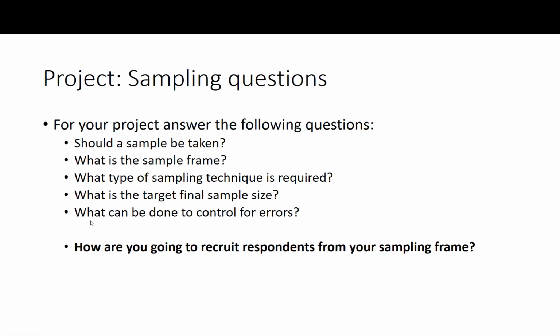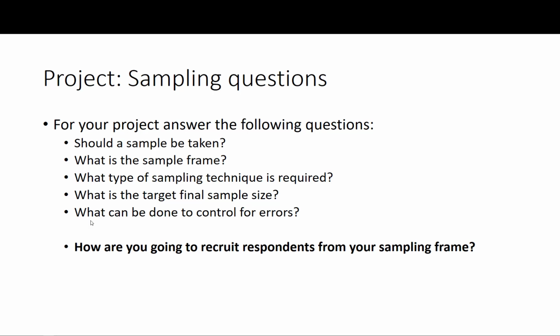So for your project, the sampling questions you need to ask yourself. Should a sample be taken? And by and large, the answer to that question is yes. So then we move on to the other questions. What is the sample frame? So what is the object? What is the time? What is the extent? Those kinds of questions. What type of sampling technique is required? Should it be probabilistic or non-probabilistic? Some of the answers to these questions are going to be determined by the resources that you have. Do we have the resources to actually do a probabilistic sampling?